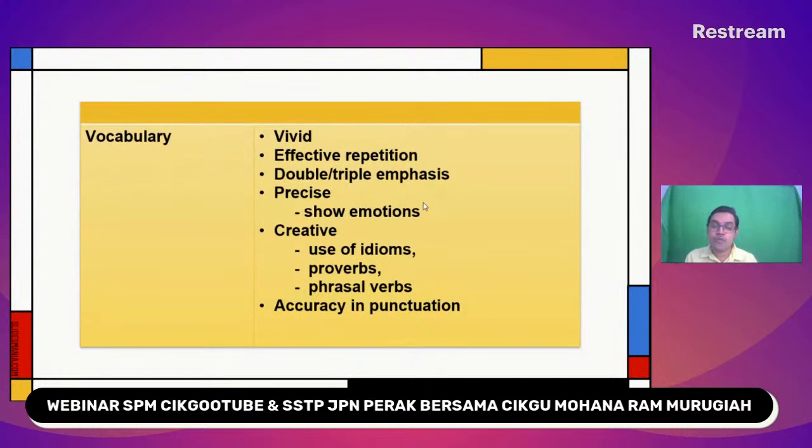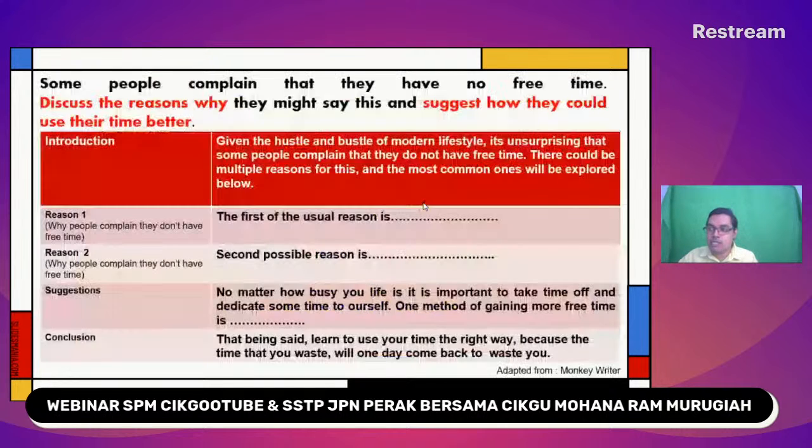Use of idioms, proverbs, and phrasal verbs. As I have said in many of my workshops earlier, you can use idioms, proverbs, and phrasal verbs in your essays, but do not overuse them. Meaning to say, use them only when they are needed. Another thing is accuracy in punctuation, where you need to put your comma, your capital, your full stop. These are the small little things that are important.